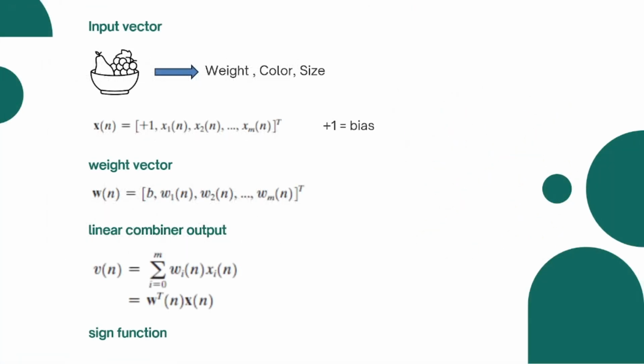Now let's break down the key components of the perceptron. The input vector represents your data. For example, if you're classifying fruits, the input might include weight, color intensity, or size. The weight vector adjusts as the perceptron learns. It represents the importance of each input feature. The linear combiner output calculates a weighted sum of the inputs and bias. Finally, the perceptron applies a sign function to this output, determining the class as either +1 or -1.